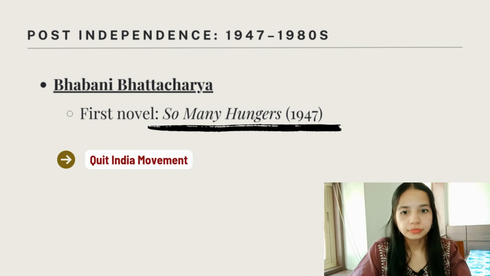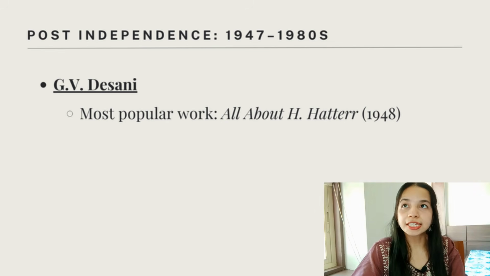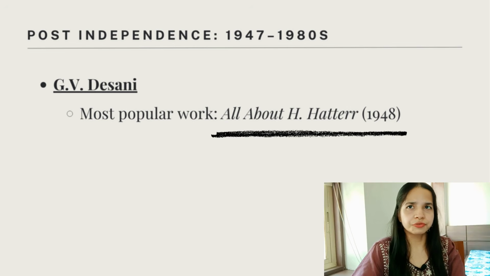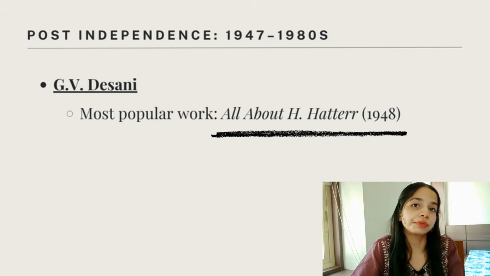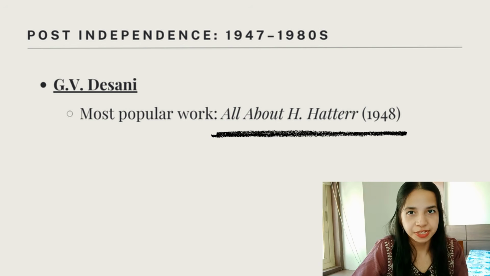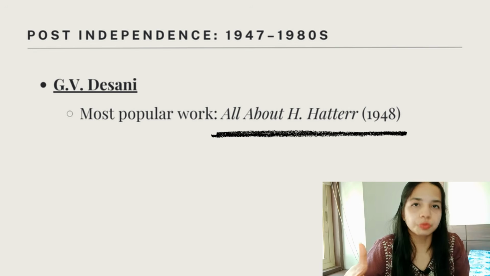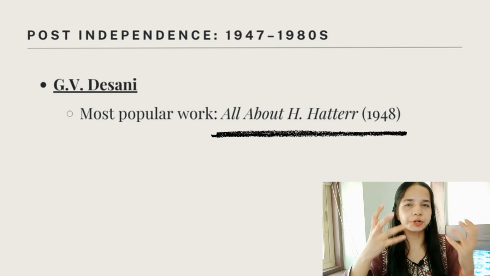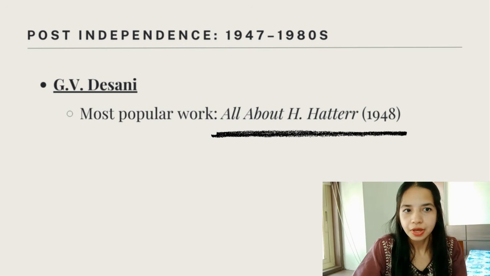And the hungers that he is talking about are the hunger for political freedom, for imperial expansion, right? And for food, basically. Apart from that, you also have G.V. Desani. G.V. Desani is popularly known for his novel All About H. Hatter. It is written in a very unconventional manner, almost similar to how Virginia Woolf would write, in the stream of consciousness manner, right? The story is about this hero's spiritual quest, who's in pursuit of finding the meaning of life, the true meaning of life. But it's written in a very unconventional manner and very interesting to read.